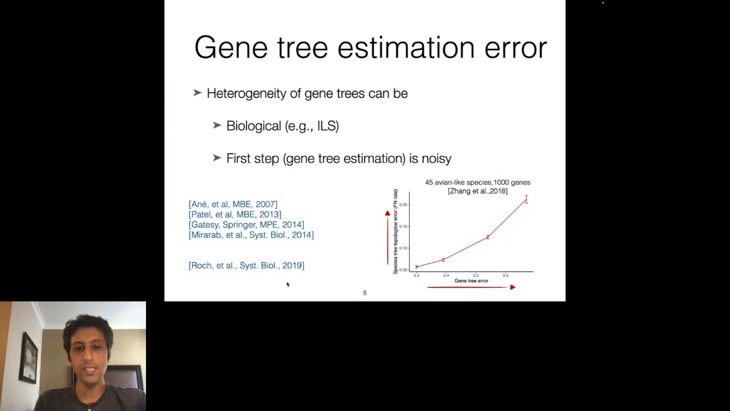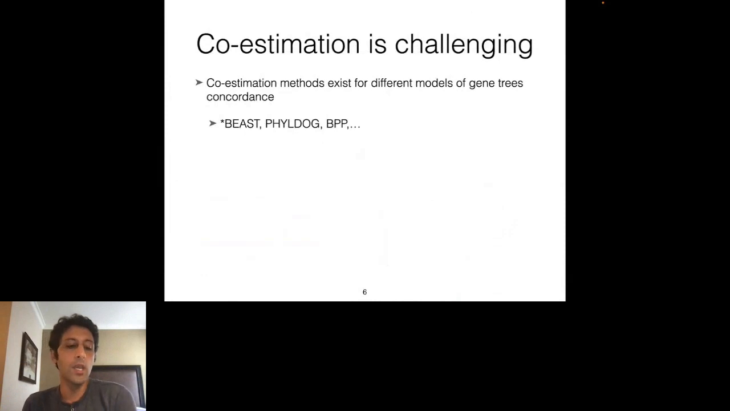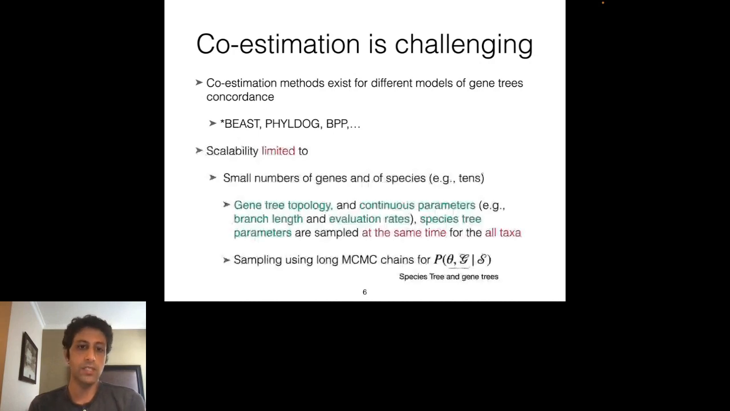There is this idea that co-estimation can help with that because you are estimating all gene trees together. Now, there are methods to do co-estimation, quite a few of them out there. The most famous one is StarBEAST. But the issue is limited scalability. You can barely run it on, I don't know, more than 50 species or something like that, right?